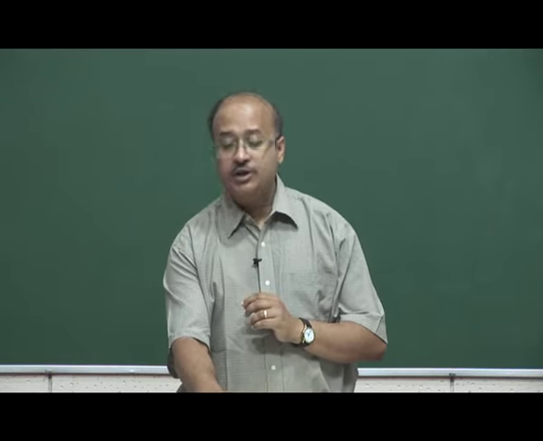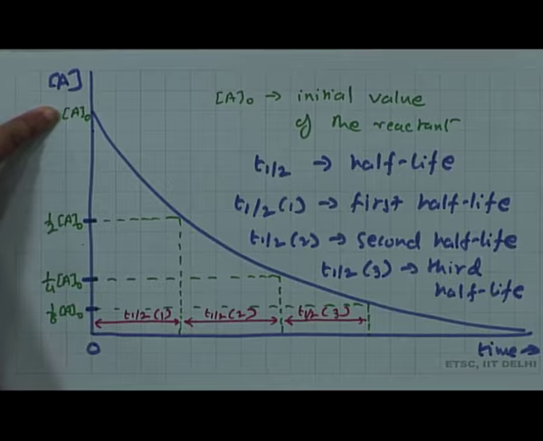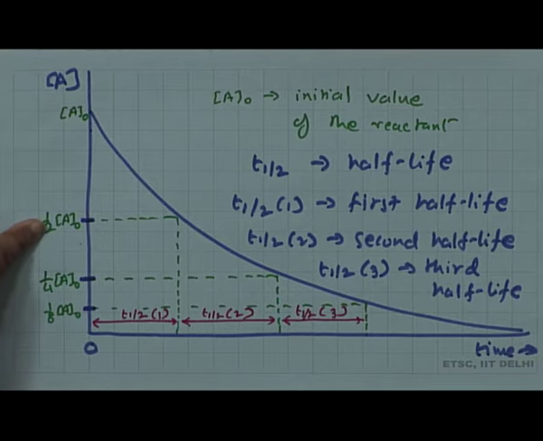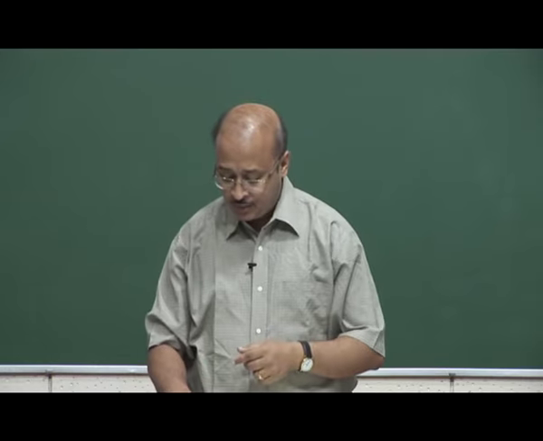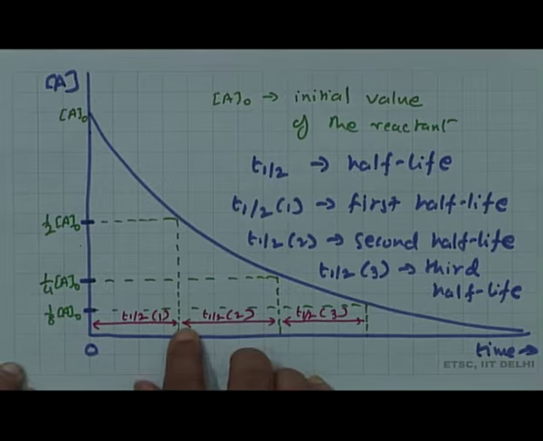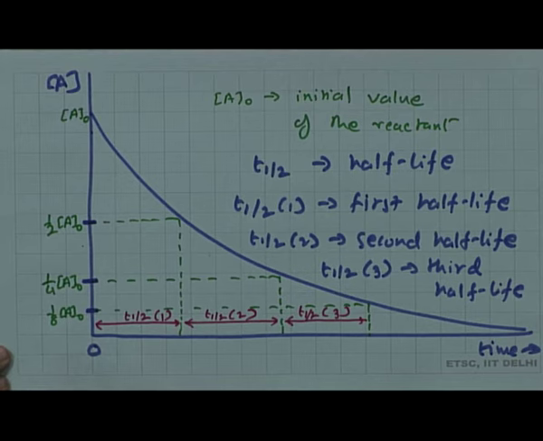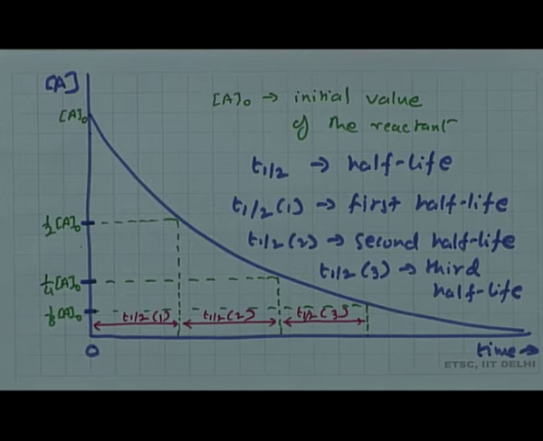So, if my initial concentration of reactant is A naught, then the time it takes for me to go to half of A naught is T half 1, which is the first half life. Why is it the first half life? Because A naught is the initial concentration I am starting with. Now, when I go from half A naught to half of that, which is 1/4 A naught, then the time taken for that is T half 2. So, it is my second half life. Then again half of 1/4 A naught, which is 1/8 A naught, the time taken to go from 1/4 A naught to 1/8 A naught is my third half life, T half 3.